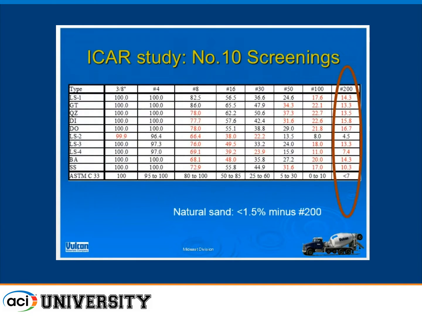Quickly, these are the gradations of the minus 200. We're looking at something ranging from 4.5% minus 200 all the way up to 16.7%. In contrast, the natural sand has less than 1.5% minus 200.